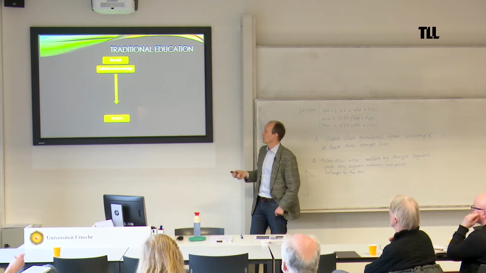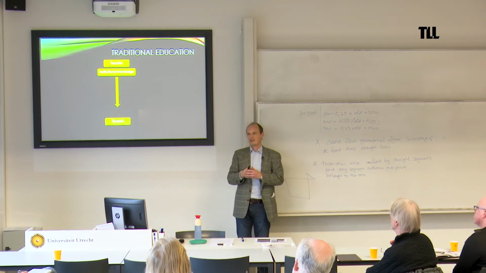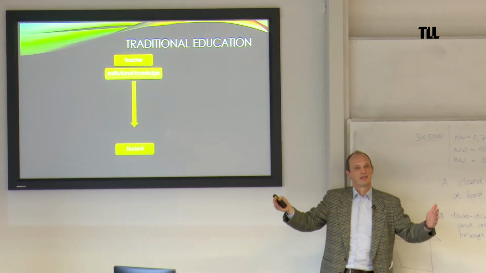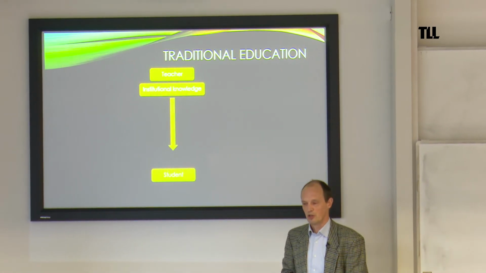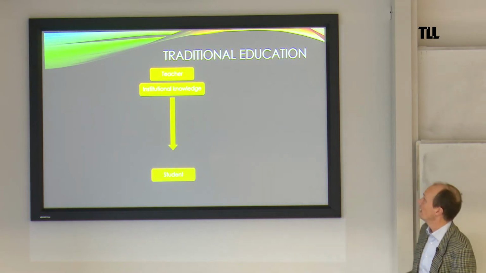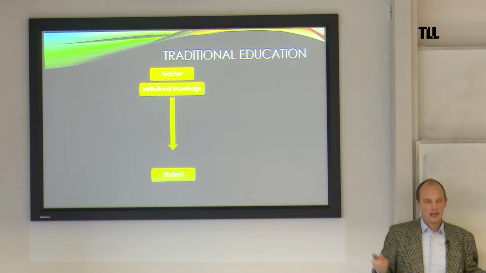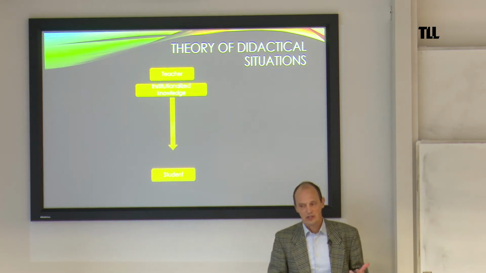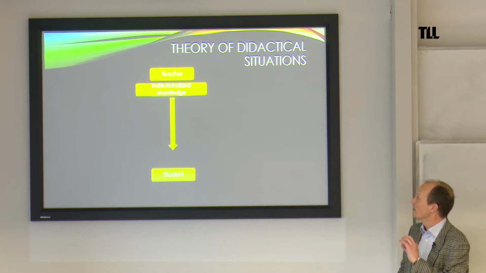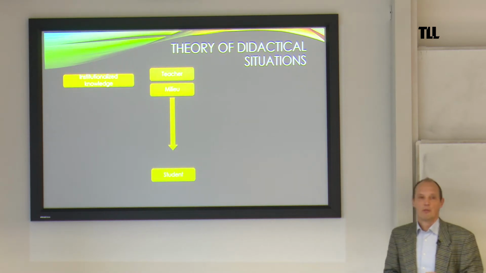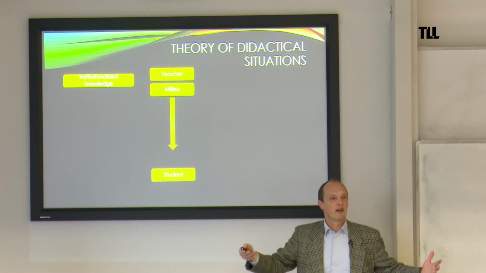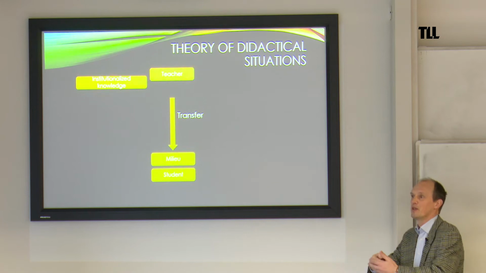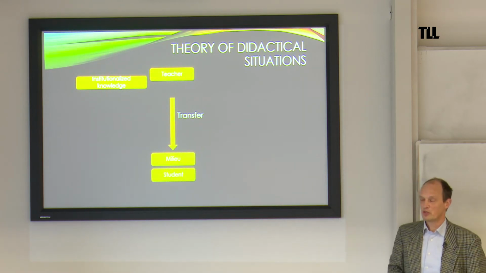So one important idea is that what we count as knowledge is often the knowledge that is institutional: the institution, such as school, determines what we see as important knowledge. So they talk about institutional knowledge. In traditional education, the teacher knows the institutional knowledge, and the task of the teacher is to try to transfer it to the student. But in the theory of didactic situations, of course we also have institutional knowledge, but the main goal is not to transfer it to the students, but to create a milieu. A milieu is a kind of learning environment, and this learning environment needs to be transferred to the student. So this can be a rich problem or a situation where the students need to work.